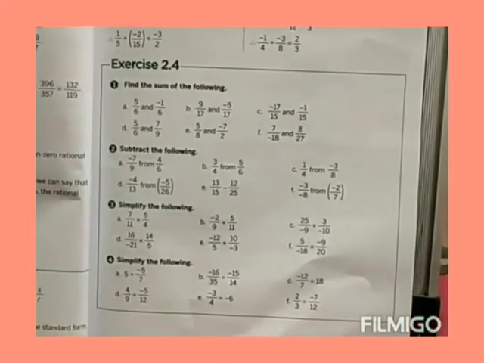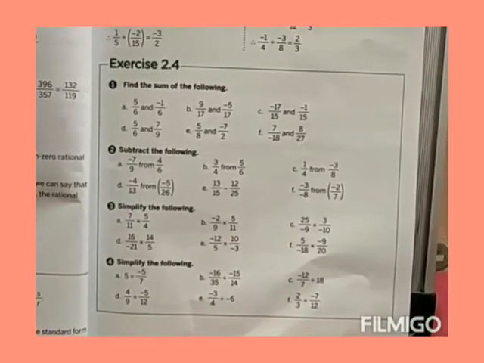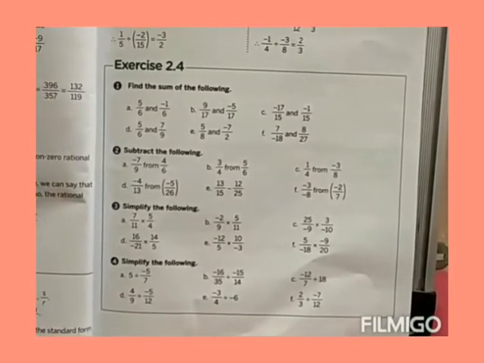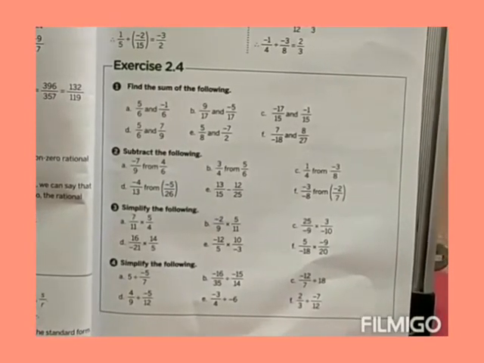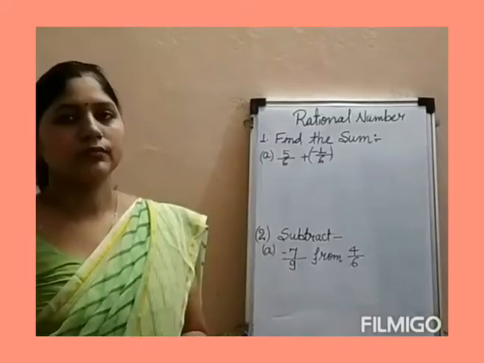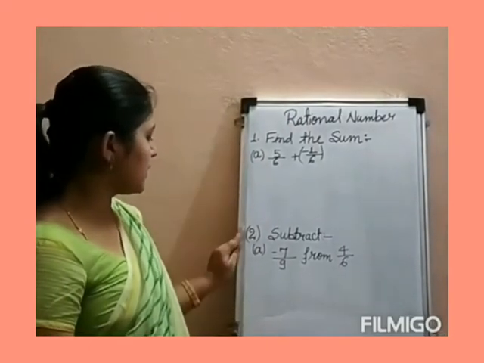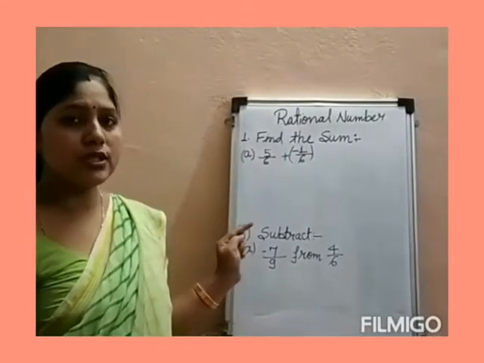Here you can see exercise 2.4. Only for explanation I'll give you only one question from each. So the rest of the questions and homework you can see in the notes. So let's do 2.4. Here from the exercise, first question and second question, I'll give you only one solution from each exercise.